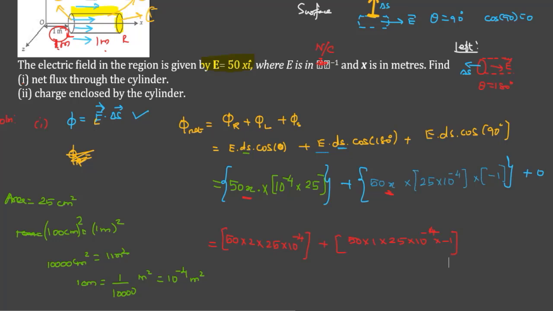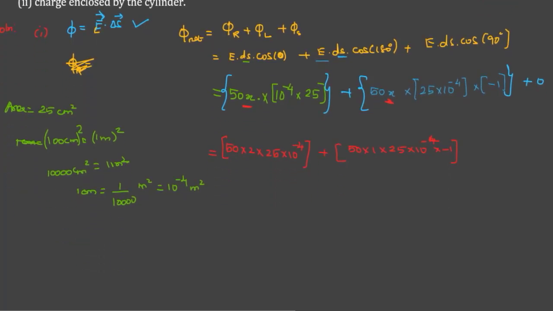Now we have to just multiply. So we can write 50 into 100, 100 into 25, 2500 into 10 power minus 4. This minus we will take here. So 50 into 1, 50. So 50 into 25, 25 into 5, 1250 into 10 power minus 4. So if you do this, you will get 1250 into 10 power minus 4.